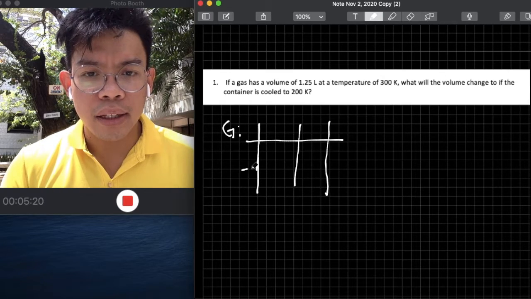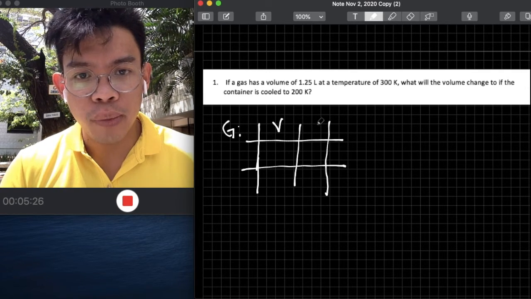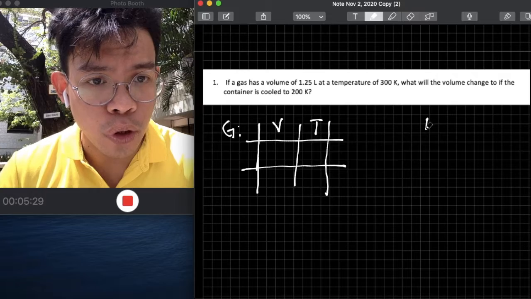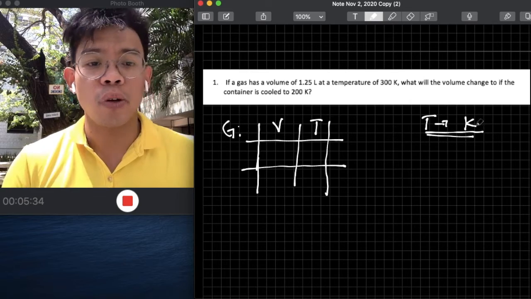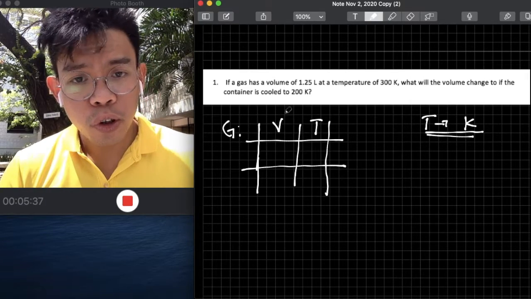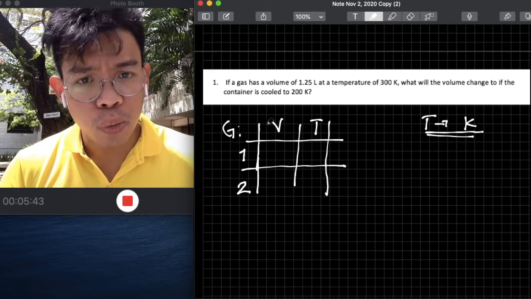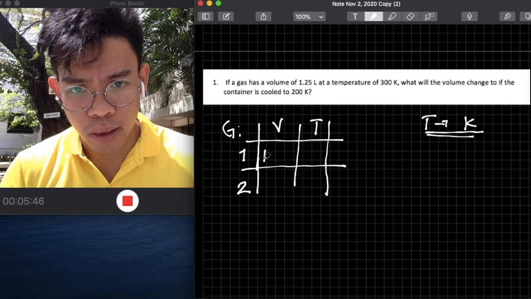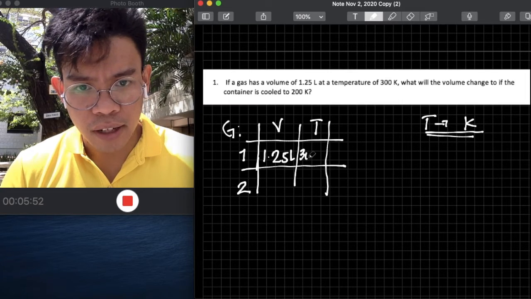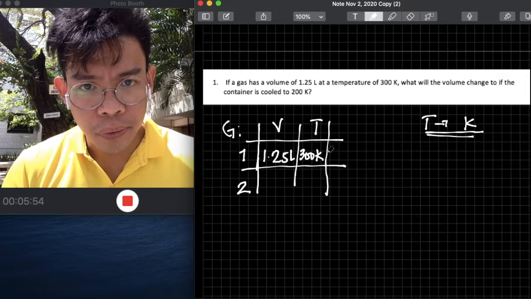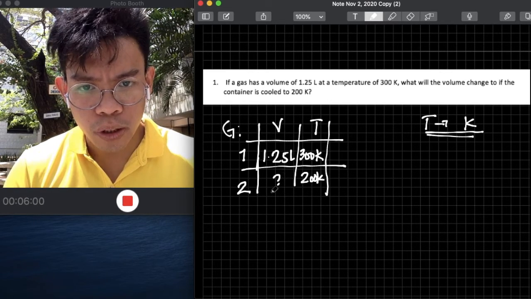I am outside the classroom in order for us to have fresh air in answering the problem, right? So we have volume and temperature. Make sure that the temperature in this problem is always in Kelvin because that's our standard unit for temperature. Okay? We have volume here. We have temperature here, first and second. So the volume 1 at the initial is 1.25 liters and its temperature is 300 Kelvin. For number 2 or final, we have 200 Kelvin and we are asked for this volume.